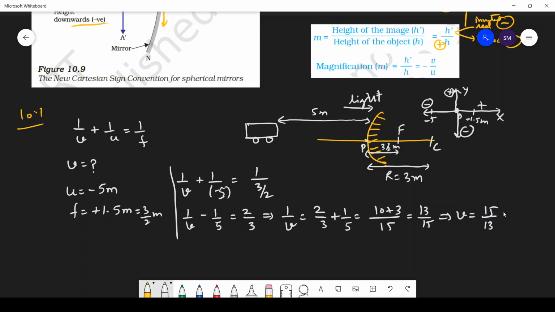So this is 1.15 meter. So I already know the answer, because for concave mirrors I always have the image behind the mirror. So this is positive. So this is where your image is. So this is 1.15. This is where your image is at a distance 1.15.